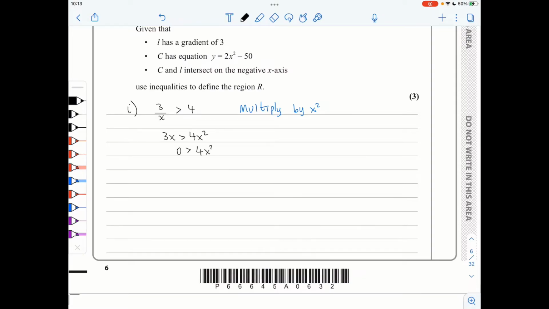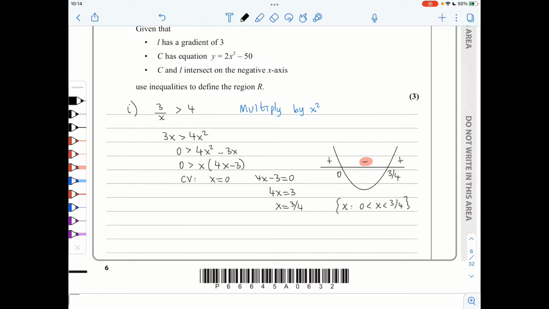0 is greater than 4x squared minus 3x. I will factor out the x to give me x brackets 4x minus 3. And I see that the critical values are at x is 0 and 4x minus 3 is 0. So 4x is 3, giving x is 3 over 4. It is a smiley parabola, there it is. I will put in the critical values of 0 and 3 over 4. It goes plus, minus, plus, and I want to be less than 0, so I want the negative part here. So we want all values of x such that x is between 0 and 3 over 4, and both of them are strict inequalities.